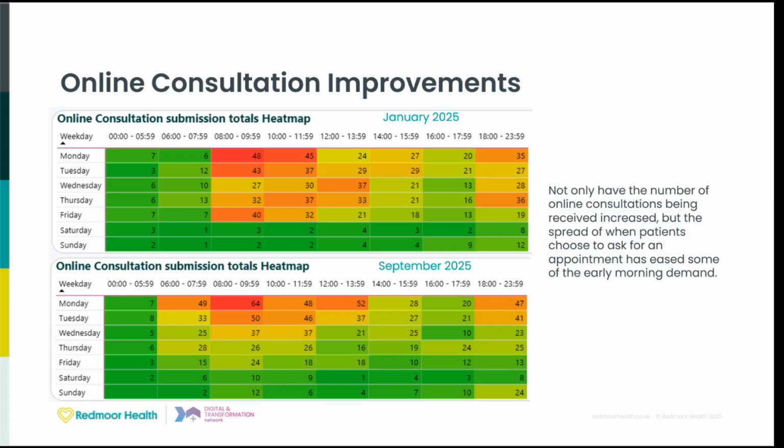It also makes it easier to triage and respond to requests safely, and supports more predictable use of clinical and admin time. So the key point here is that improving online consultations isn't just about increasing uptake. When they're configured and communicated well, they can help to smooth demand, reduce the pressure at peak times, and support a more sustainable access model for the practice, as you can see there.